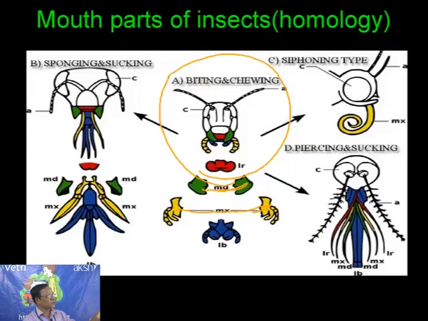So the basic structure is the same. In all cases, we have the same fundamental structures, but they are modified according to the functions. And that phenomenon is called homology. So the mouth parts of insects represent homology.